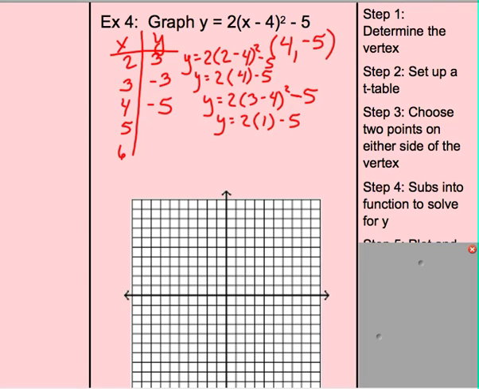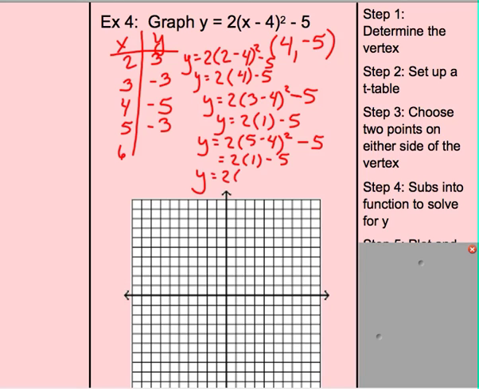And these are our check. They should match the ones that we already got. So substituting 5 in, 5 minus 4 is 1. Squared is 1. 2 times 1 is 2. 2 minus 5 is -3, so that one checked out.